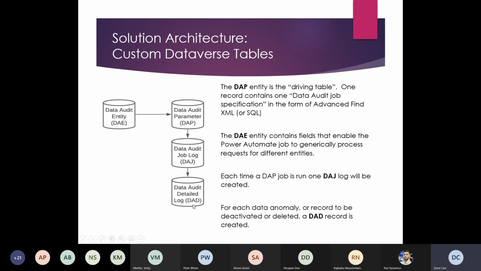And then for every row that advanced find returns, we're going to write another record in my favorite entity, called DAD. Too bad this wasn't delivered 6 days ago. This data audit detailed log entity captures basically every data anomaly we found, anything we want one of our support team to look at, or any record that we automatically deactivated or deleted through this Power Automate process.